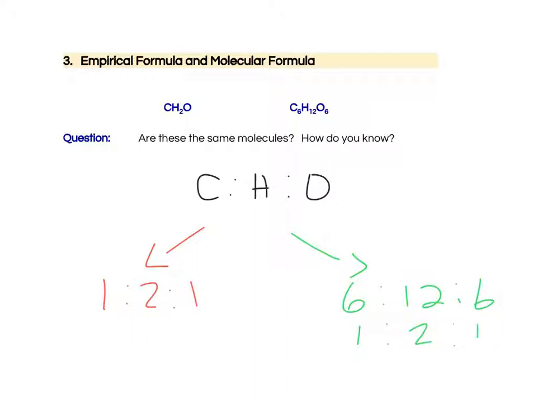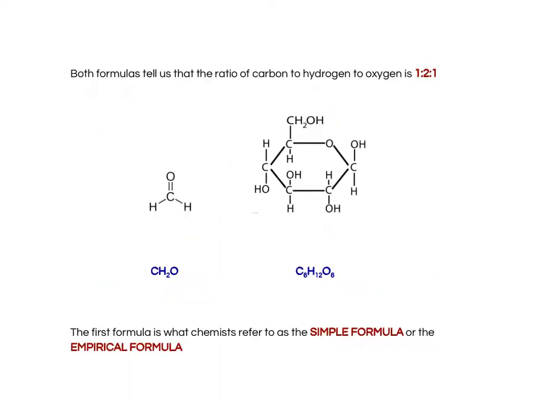So one thing that they certainly have in common is this 1 to 2 to 1 ratio. But are they the same molecules? Well, as it turns out, they are not the same formula. If I were to draw a Lewis structure of the formula on the right, I would end up with something that looks like this. And if I were to draw the Lewis structure of the structure on the left, it would look like this. The one on the right, by the way, just as an FYI, is formaldehyde.